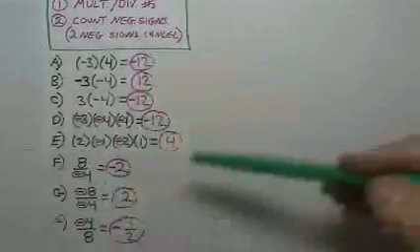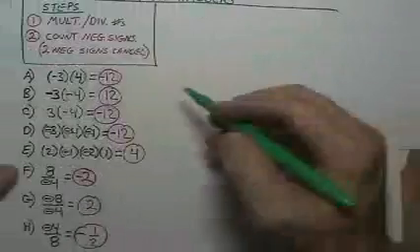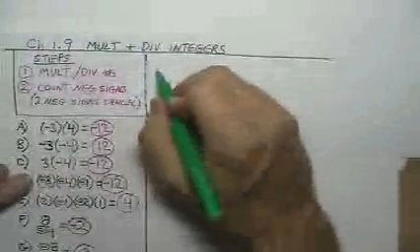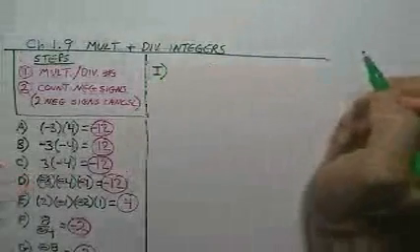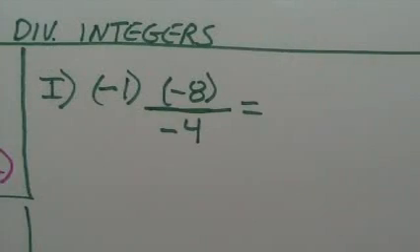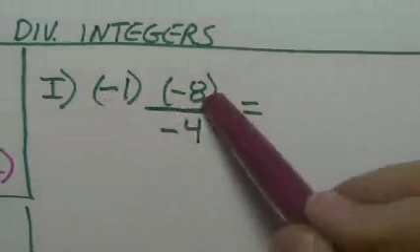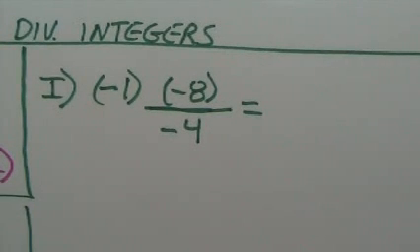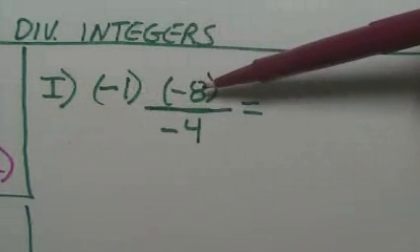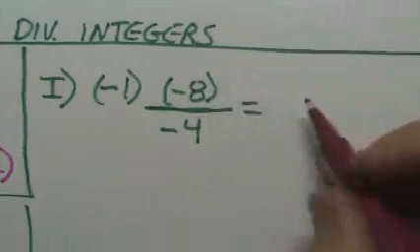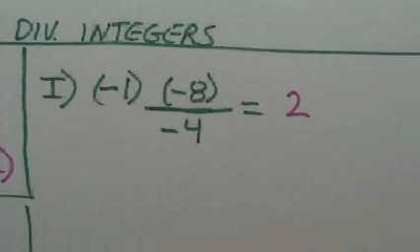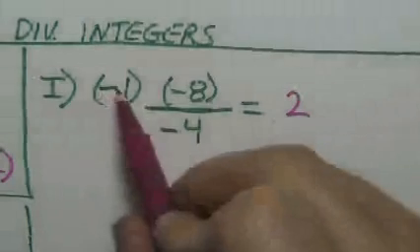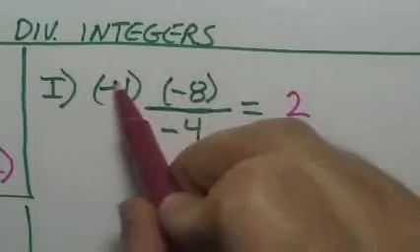Okay, I'm nearing the bottom of my paper, so I'm going to go up to the top. This is letter I. This is negative 1 times negative 8 divided by negative 4. Well, 1 times 8, that's just 8. And 8 divided by 4 is 2. Now what we need to do is count the negatives. We multiplied, then divided.